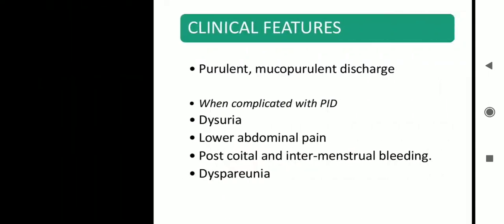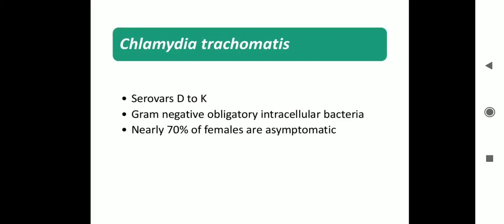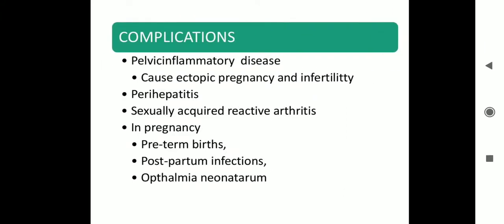Next is chlamydia. This is also an STI. It has a purulent or mucopurulent discharge. Same thing, when it is complicated with PID, you have all the symptoms of PID. The serovars are D to K, gram-negative, obligate intracellular bacteria. Nearly 70% of females are asymptomatic.